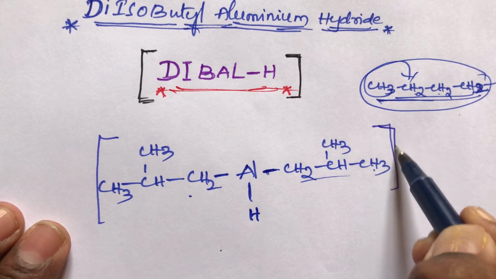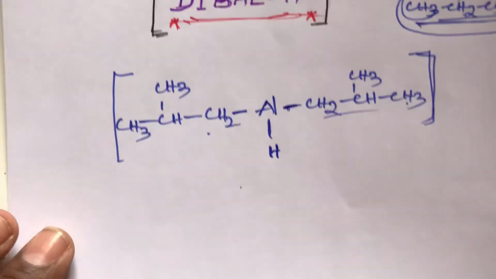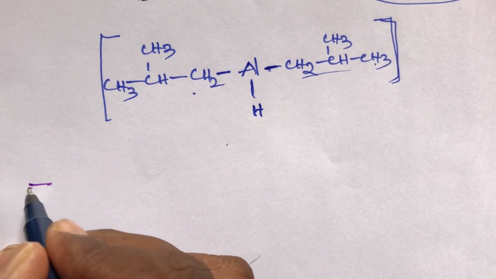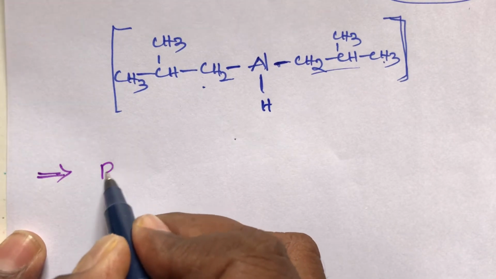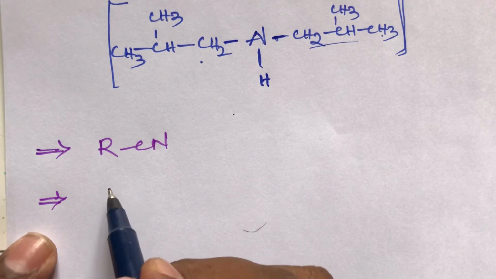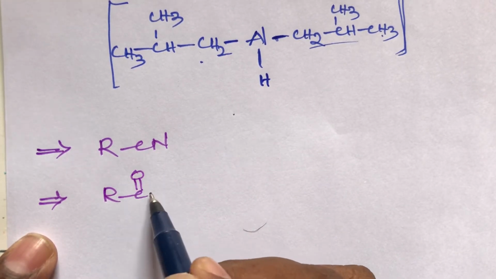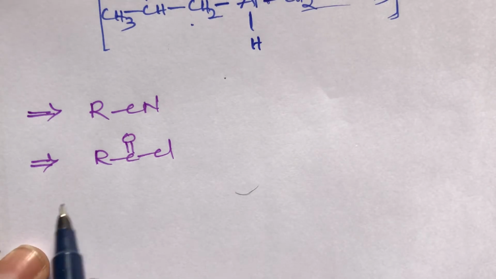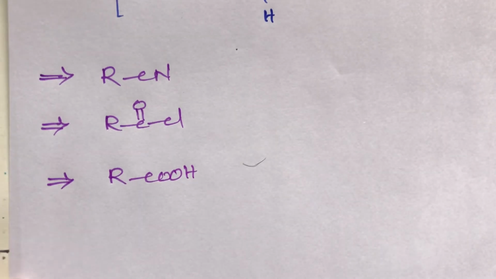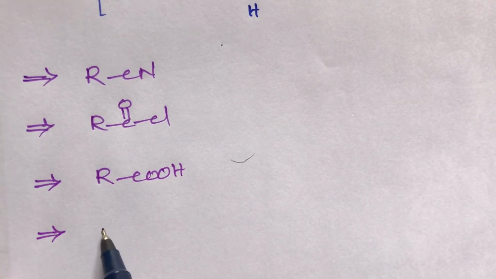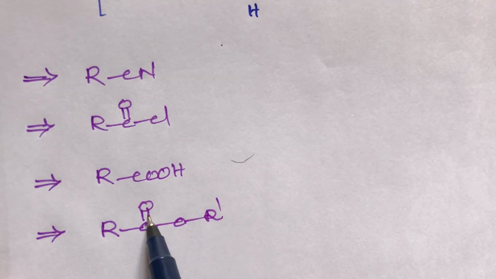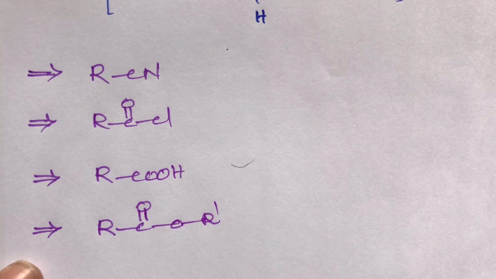It also acts as a reducing agent, students. It can reduce, first, cyano group. Second, it can reduce acid chloride. Third, it can reduce acid group. And fourth, it can reduce ester group also. These are the important properties of dibal, students.